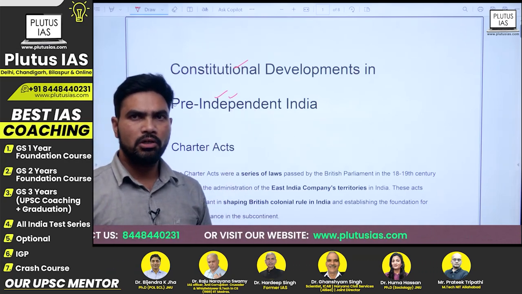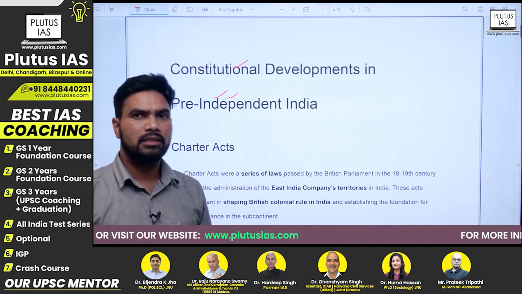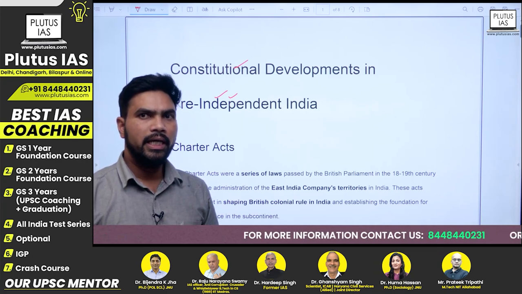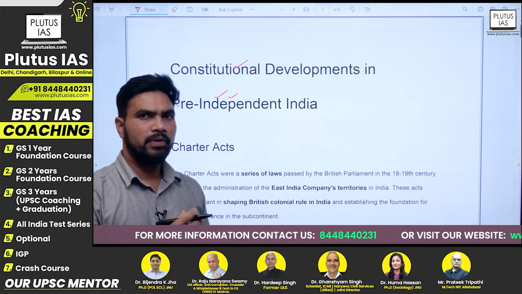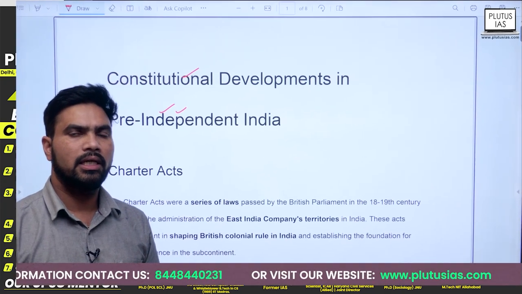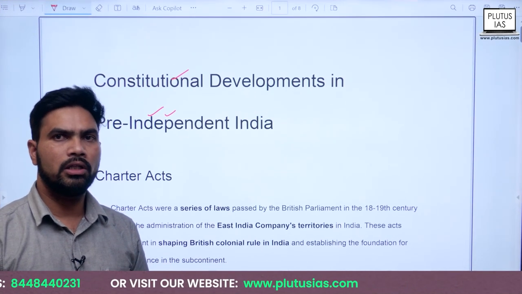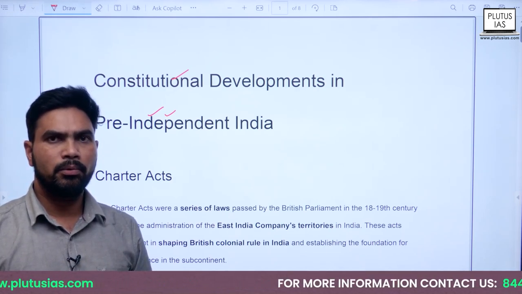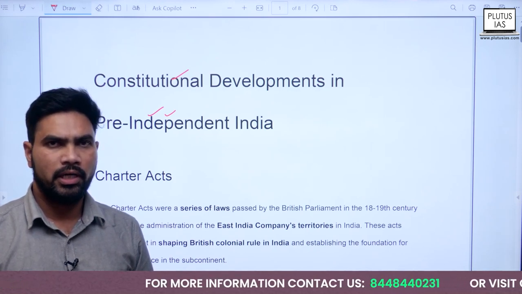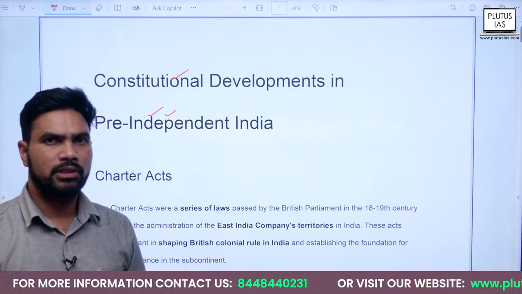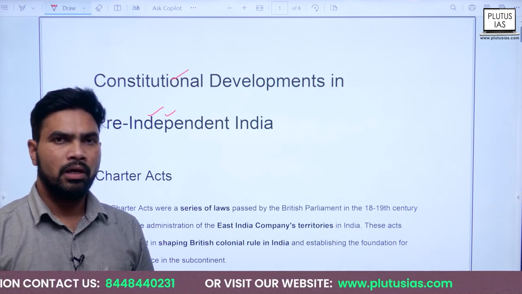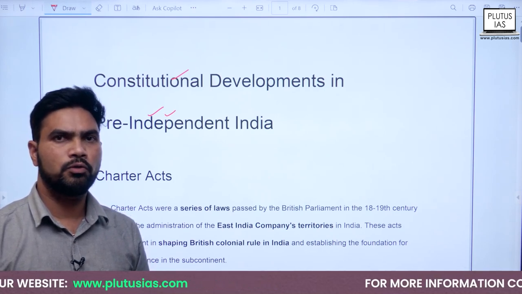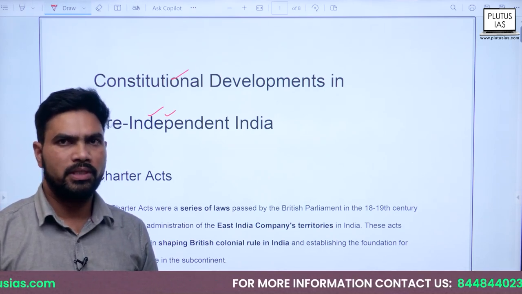The first topic we are going to discuss is constitutional developments in pre-independent India. Before adopting the constitution, there was a sequence of acts passed by the British Parliament to administer Indian territories. We have to understand all those acts and their significance and impact on the constitution making of India. Friends, this is a very important area for our examination. There have been many questions in the prelims examination from this part, so I hope you will find this informative and useful for the prelims examination.